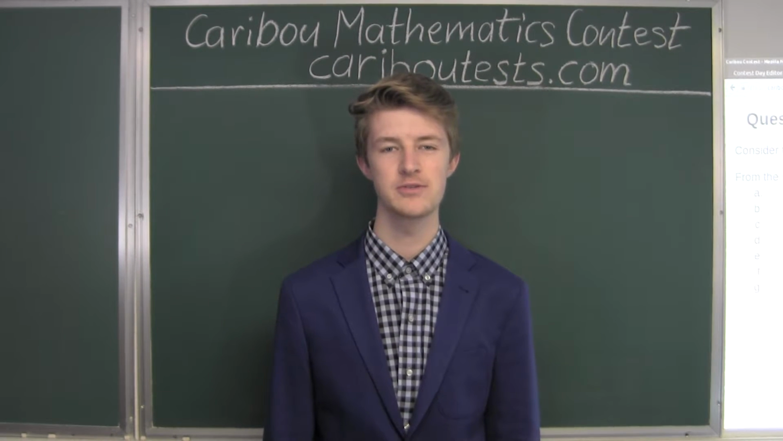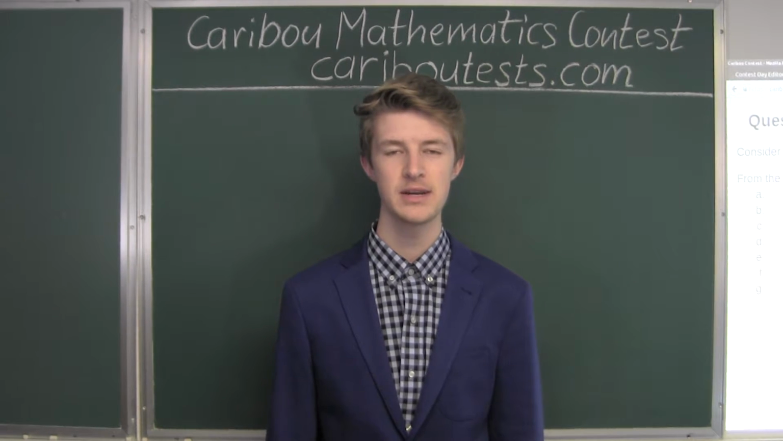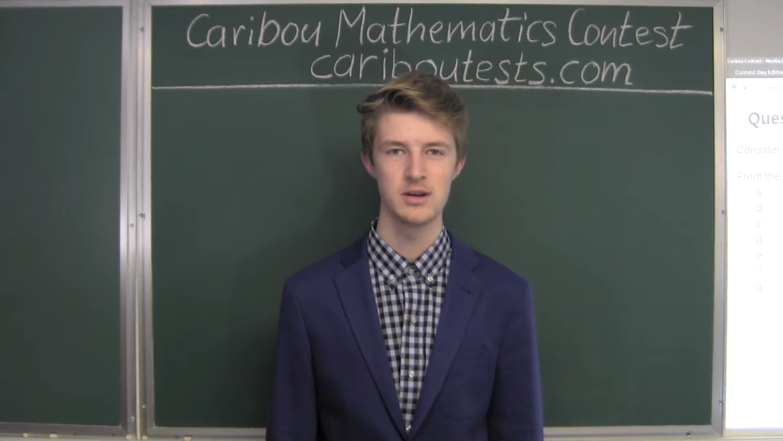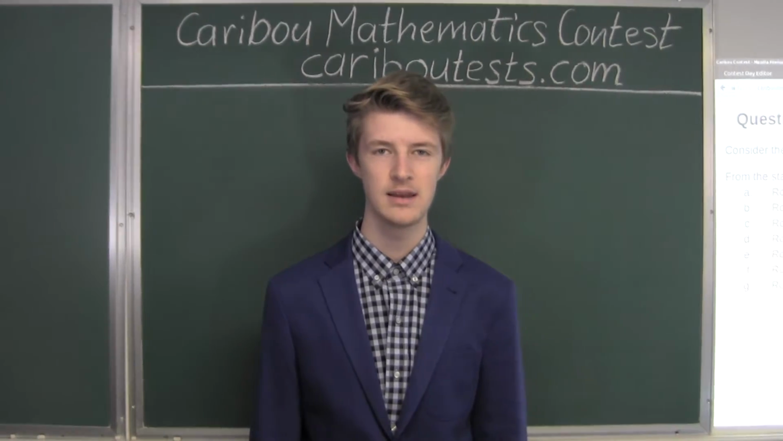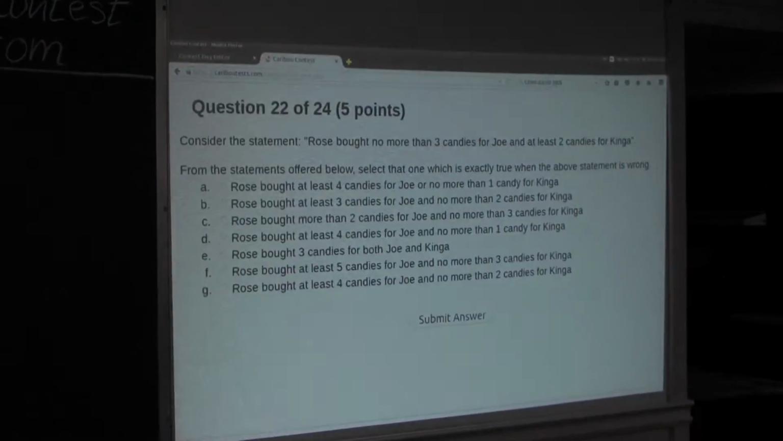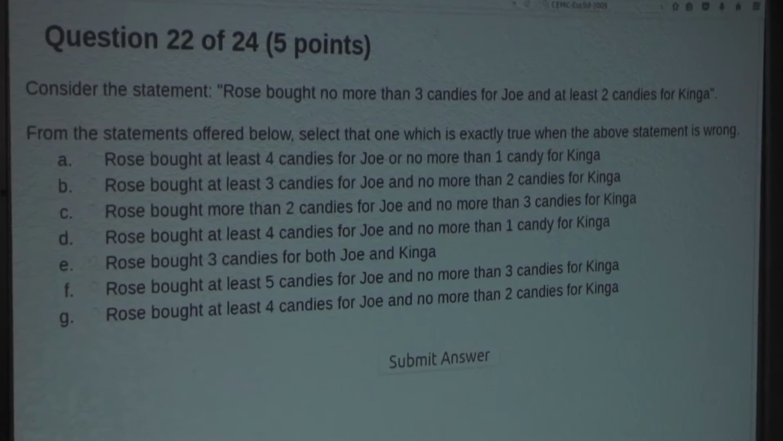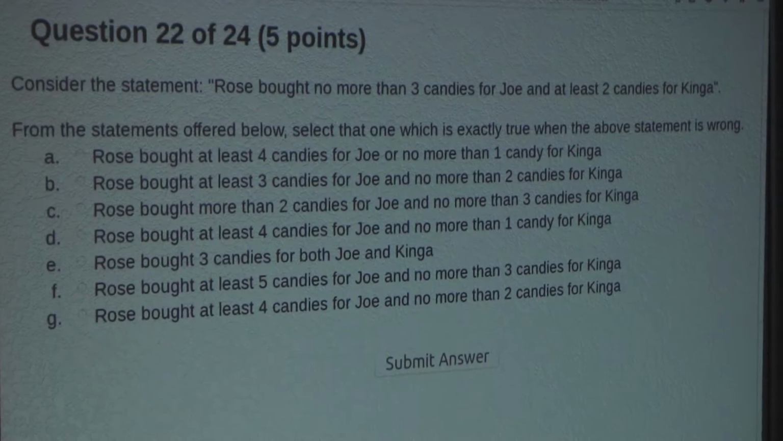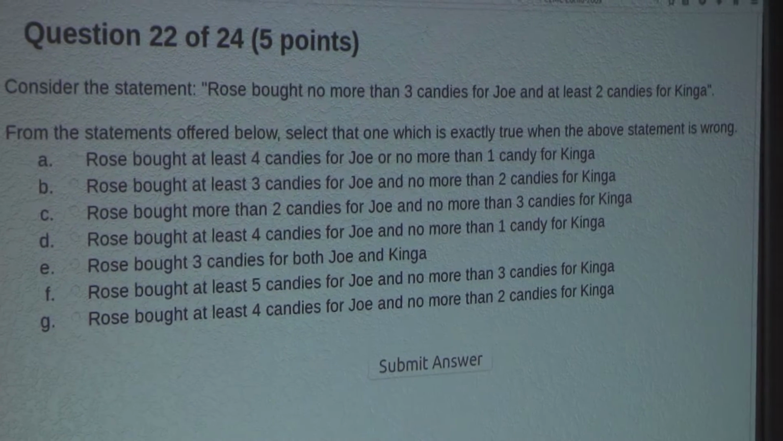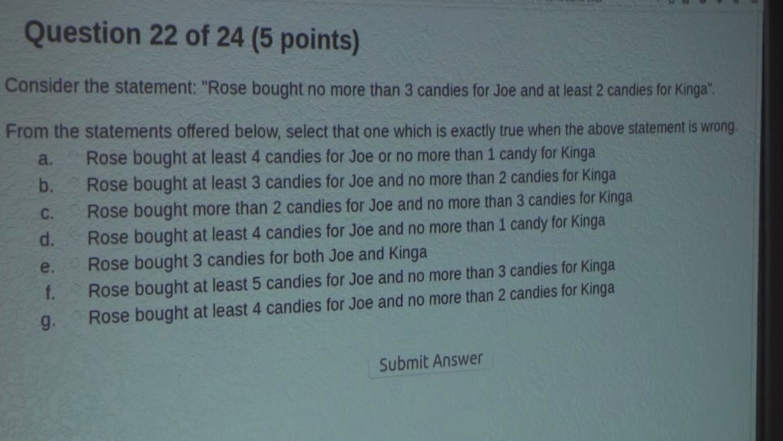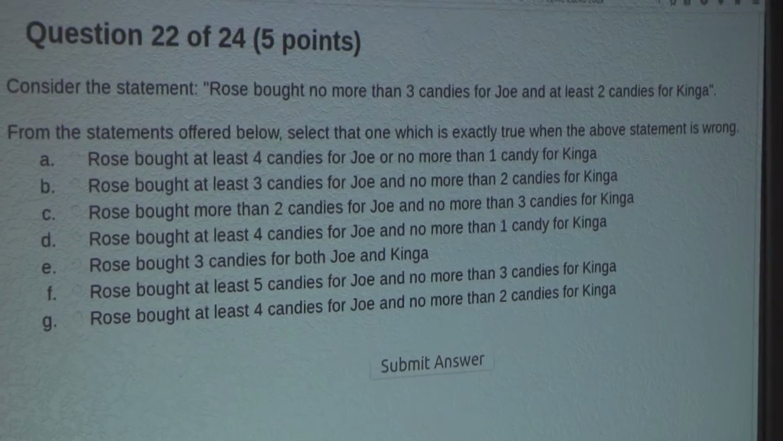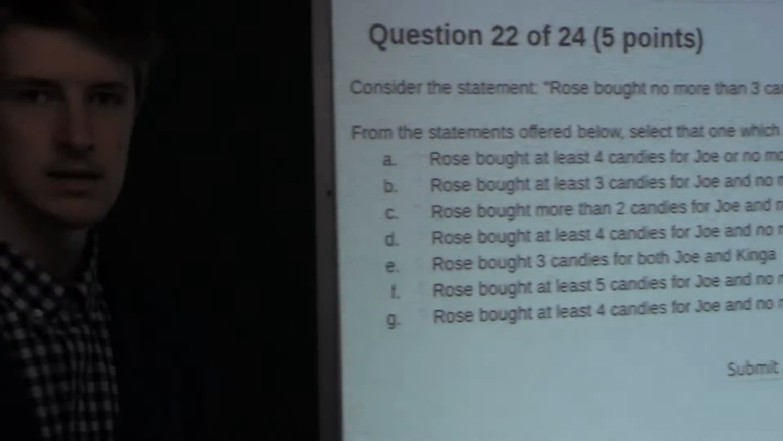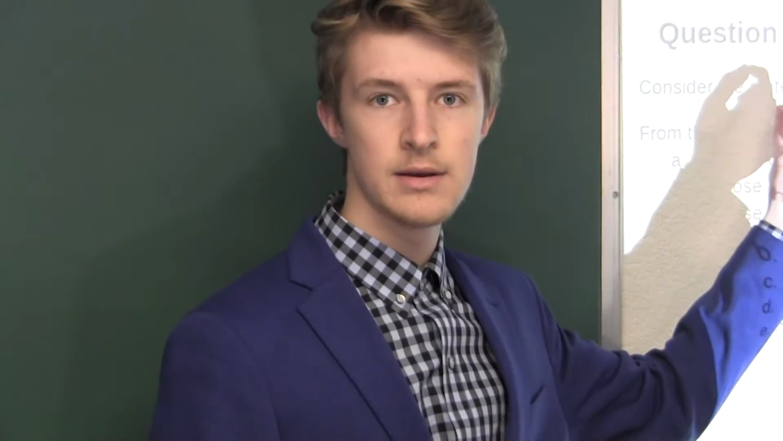I'm going to show you the solution for the April 2016 Grade 7-8 Contest, question 22, which also came up in the Grade 9-10 and 11-12 contests. So the question is: consider the statement, Rose bought no more than 3 candies for Joe and at least 2 candies for Kinga. From the statements offered below, select the one which is exactly true when the above statement is wrong. Alright, first let's convert this first statement into a mathematical expression.